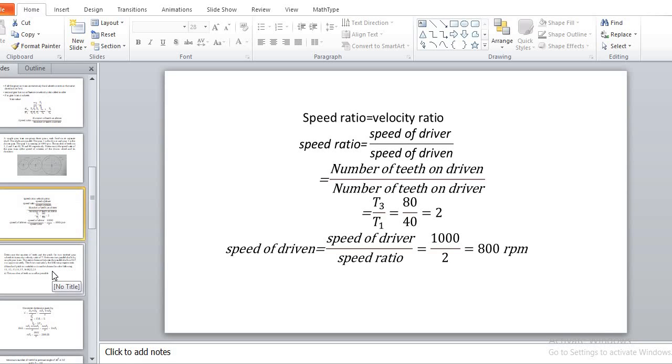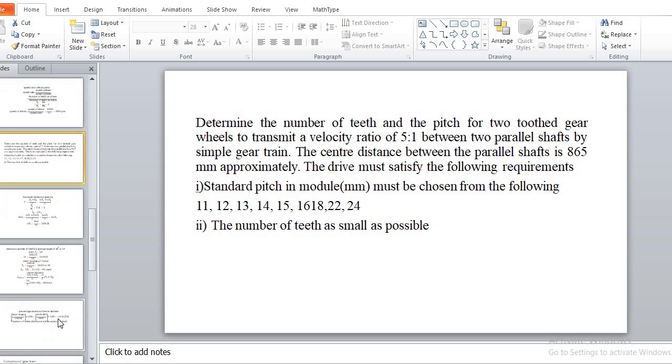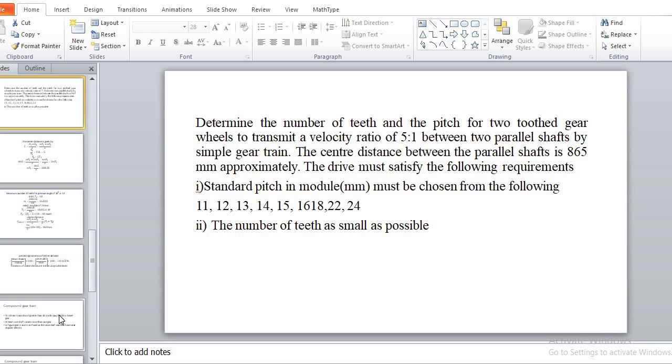So we go through the next example. In this example, they are asking to determine the number of teeth and pitch for the two gear wheels to transmit a velocity ratio of 5 to 1 between two parallel shafts by a simple gear train. So the simple gear train is given, the velocity ratio is given as 5 to 1, and they asked to find the number of teeth and pitch for the two gear wheels.